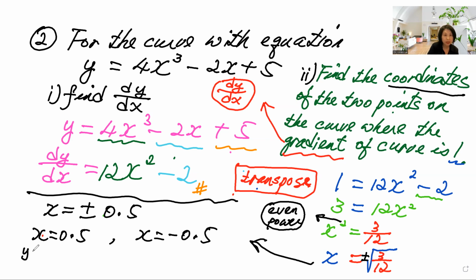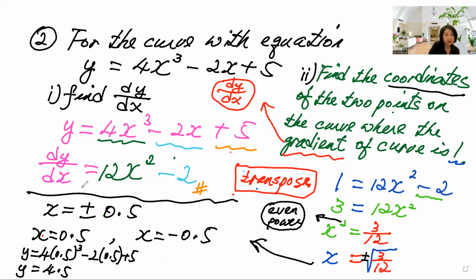So y would be equal to, not much space, I'm going to make it squeeze together. All right. So put in right here. Okay. Put this 0.5 right here. Whenever you see x, put it in. So I have 4 times 0.5 cubed, and then minus 2 times 0.5, plus 5. So you press your calculator, and then you will have 4.5.